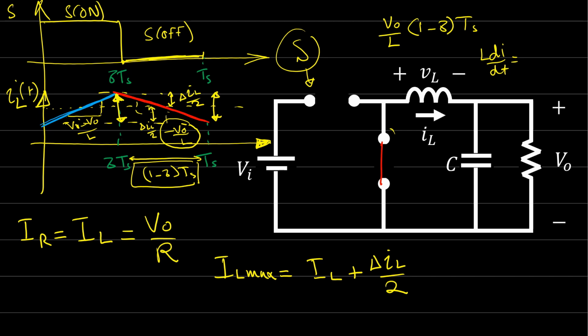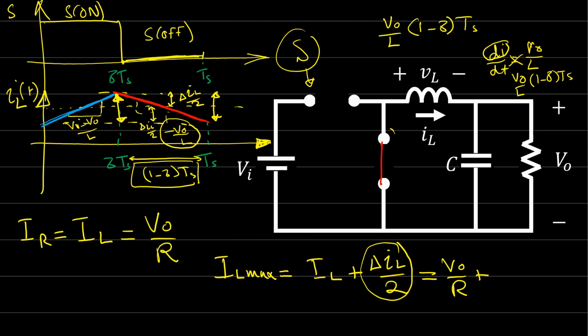So we can easily say that L di by dt is equal to V out, and di by dt is V out over L, and di is equal to how much? V out over L times 1 minus delta times Ts. So this is delta I. Delta I over 2, we can simply divide it by 2, so this will be IL, which is V out over R, plus delta IL over 2, which is 1 over 2 times V out over L, 1 minus delta times Ts.